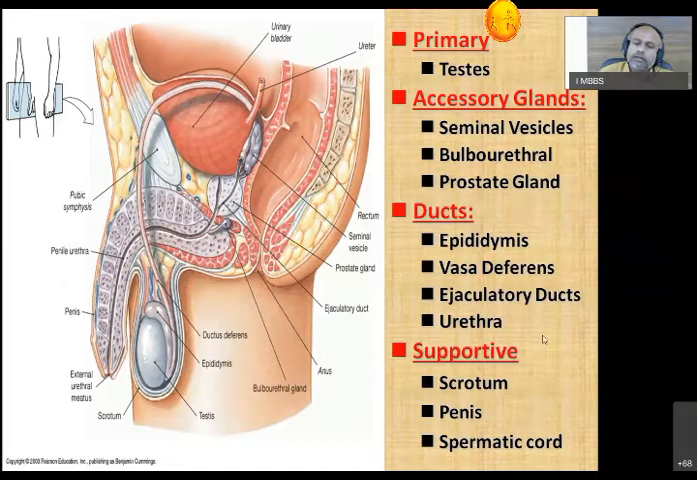That is the pathway of sperm to the exterior, from the testis to the external environment. And the supportive structures are the scrotum, penis, the male copulatory organ, and the spermatic cord. In the last lecture, we have seen the details about each and every part of the reproductive system.